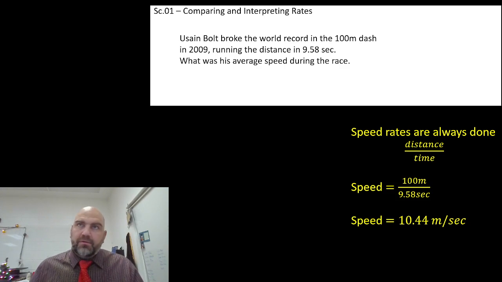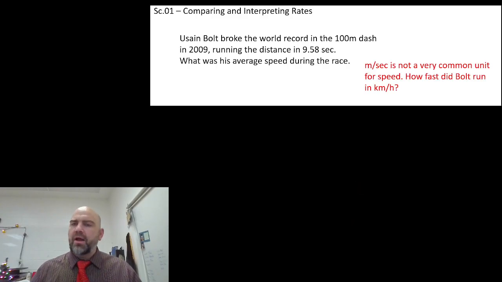Now, that's pretty good. That's really fast, by the way, if you're running. But how fast is it really? We're much more used to writing things in kilometers per hour, at least here in Canada, or miles per hour in the United States. So meters per second is not a very common unit for speed. So let's change this around a little bit and see how fast Bolt ran in kilometers per hour. Well, we need to change our units because the units we're given are meters and seconds, so we now need to change that to kilometers and hours.